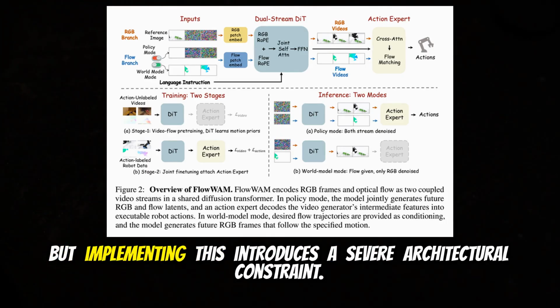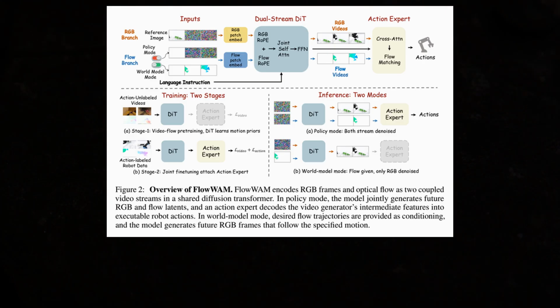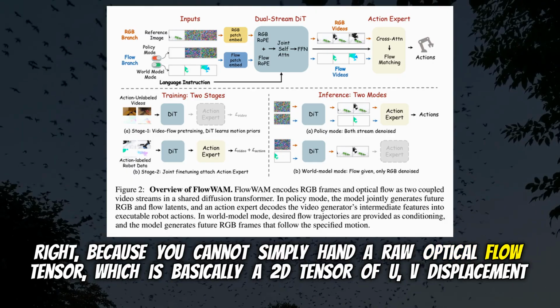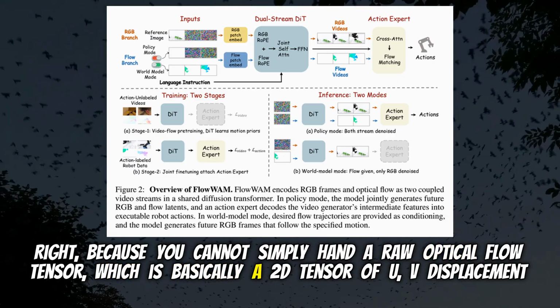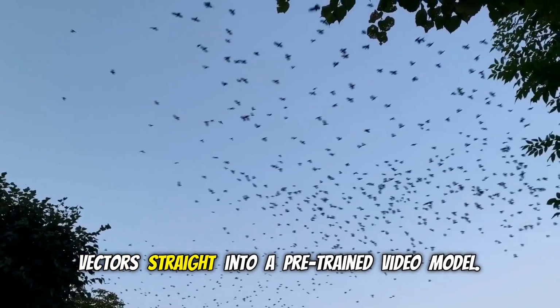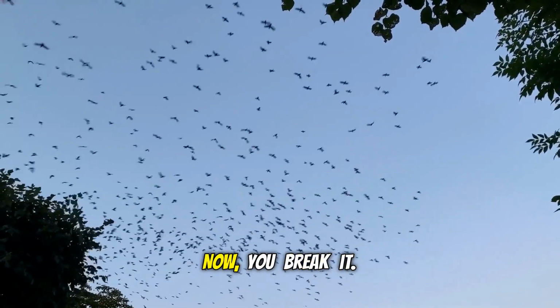But implementing this introduces a severe architectural constraint. Yeah, the VAE problem. Right, because you cannot simply hand a raw optical flow tensor, which is basically a 2D tensor of U and V displacement vectors, straight into a pre-trained video model. No, you'd break it.